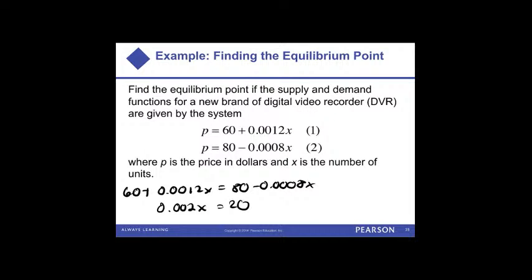Okay. So this is saying the equilibrium occurs when we produce and sell 10,000 units. And then we need to see how much we need to sell them for. So to solve for P, we just plug this into either equation. I'm going to plug it into the second equation.